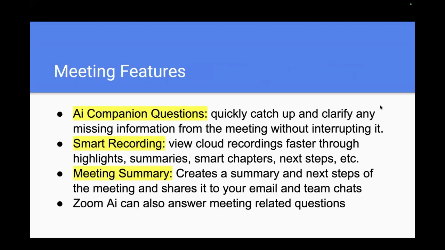Some of its features: AI Companion questions allow you to quickly catch up and clarify any missing information from the meeting without interrupting it. Smart recording, so you can view cloud recordings faster through highlights, summaries, smart chapters, next steps, and more. And also meeting summaries, where it creates a summary and next steps for the meeting and shares it to your email and team chats in case you don't want to watch the whole thing again. Zoom AI can also answer questions from the meeting itself because it has access to the recording.